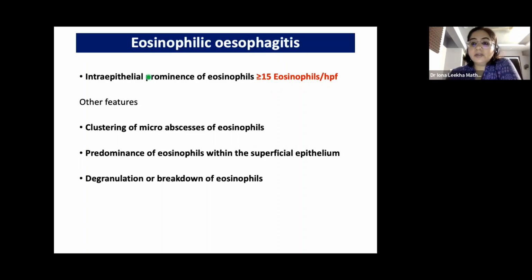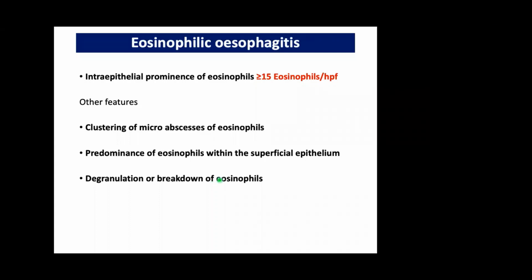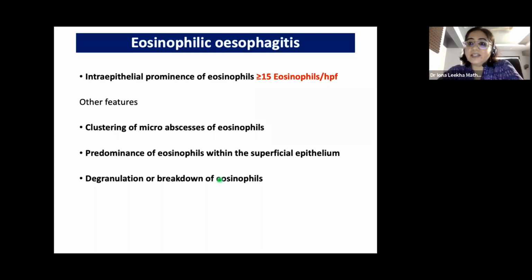So the criteria specify the number. The number should be more than 15 eosinophils per high power field, and along with that there should be clustering or microabscesses of eosinophils with degranulation or breakdown of eosinophils to call it eosinophilic esophagitis. I think from 5 to 15 in reflux disease one can also see eosinophils. Yes, so sometimes the biopsy has to be repeated after treatment of reflux, to assess the eosinophils again. Okay.